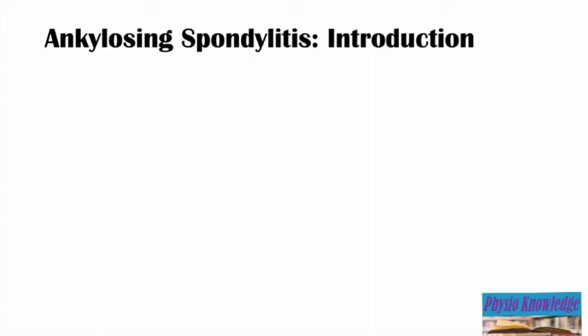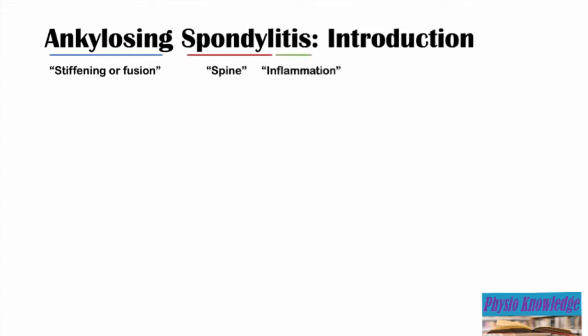If we were to look at the words in more detail, ankylosing refers to stiffening or fusion. That's what ankylosing means. And if we were to break the word spondylitis down, the prefix spondyle means spine and itis means inflammation. So ankylosing spondylitis is essentially a fusion of the spine due to inflammation.